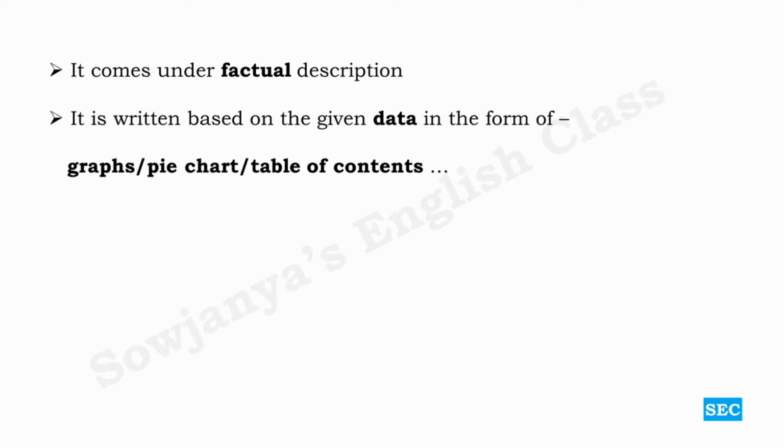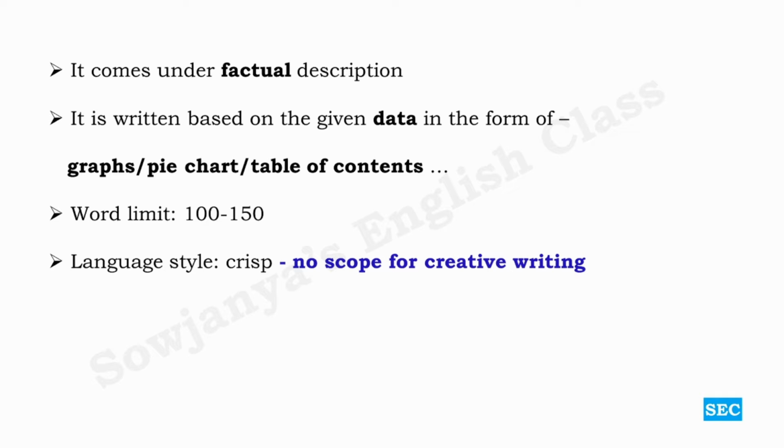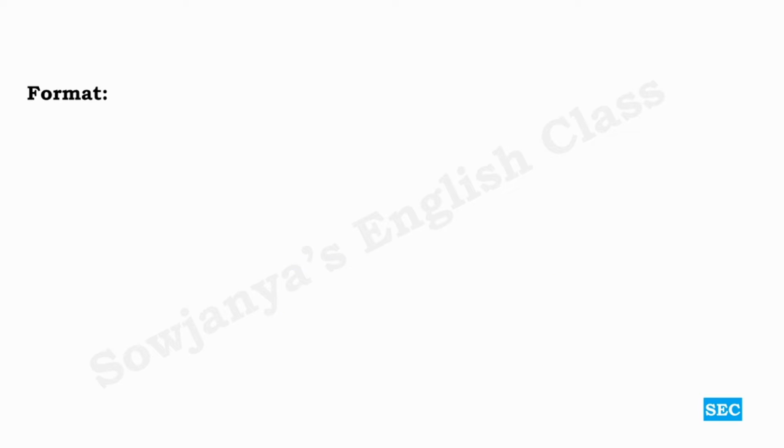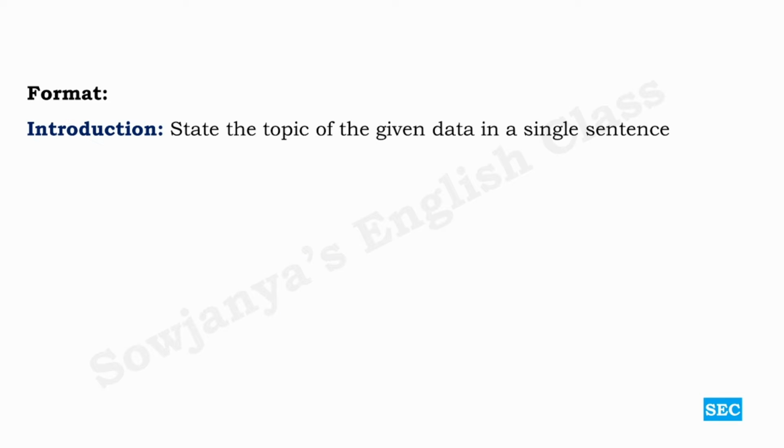tables, etc. The word limit is 100 to 150. The language style should be crisp. There should not be any flowery language used here. No scope for creative writing at all. Use the same tense form throughout and mention the numbers precisely. Whatever numbers are given to us in the form of data, we are going to use those particular numbers only.